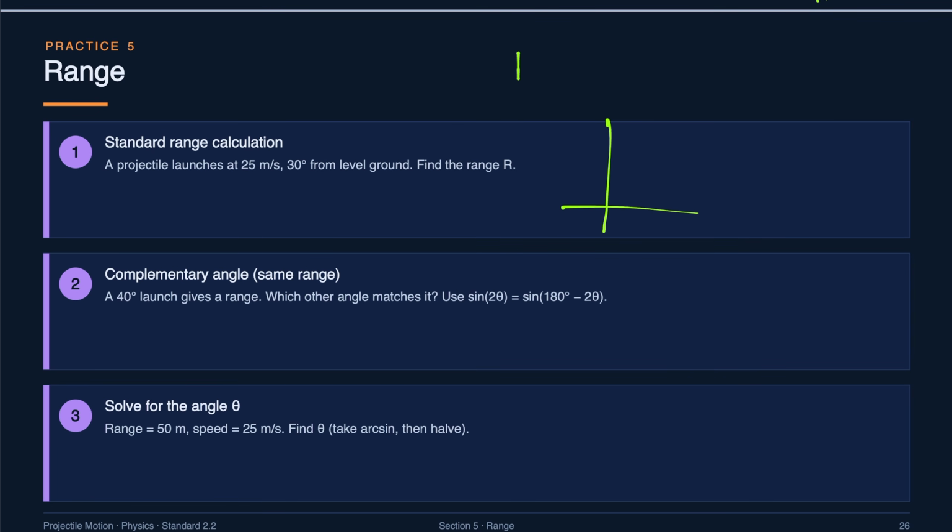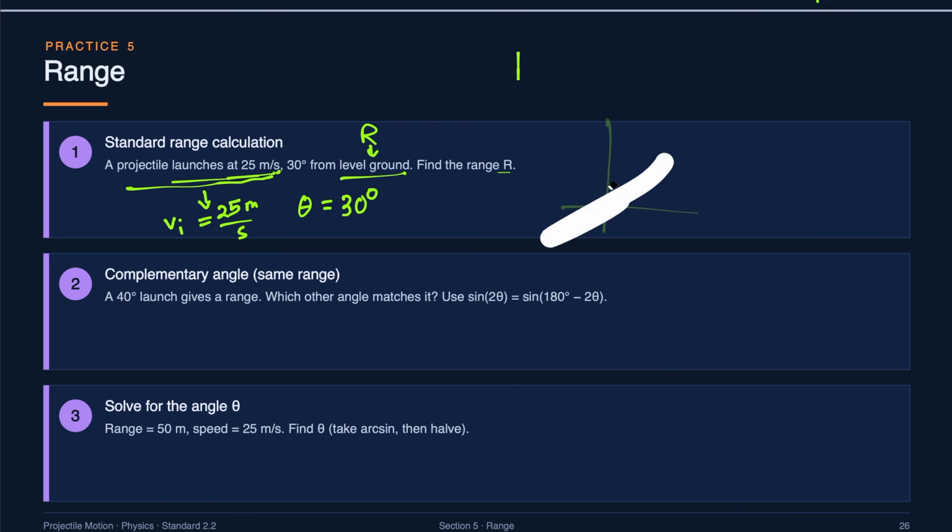Launches at 25 meters per second. So velocity initial. A projectile launches at 25 meters per second, 30 degrees from level ground. So we can use our range formula here and find the range r. Velocity initial is 25 meters per second. And what else do we need? We need our angle. Theta is 30 degrees. So our range is going to be r equals vi squared times sine 2 theta over g.